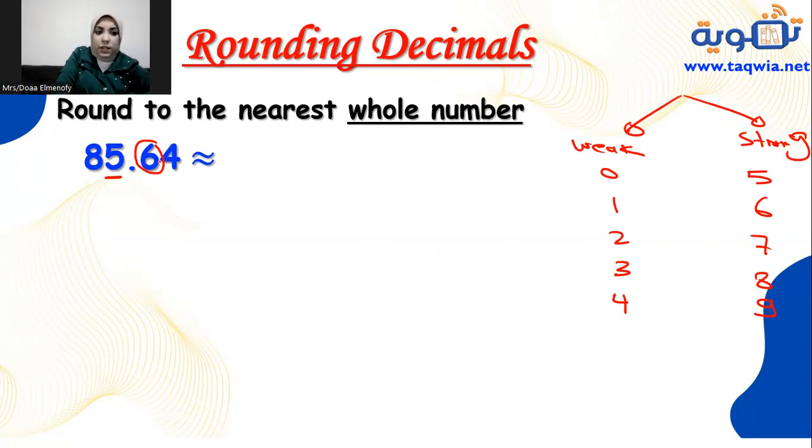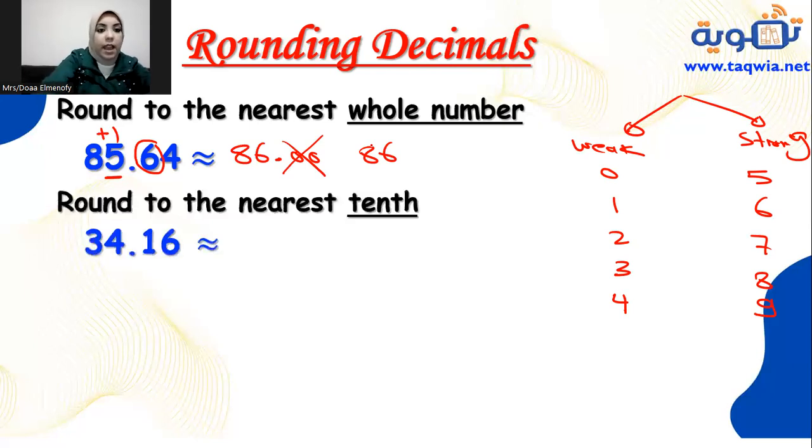So here, let's check. Here we have 6 in the circle, and is 6 weak or strong? Yes, it's strong. So we have to add 1 to 5 to raise it. So here it's going to be 86. What about the digits to the right? You replace them with zeros. But if you have a decimal point and zeros to the right, you don't have to write them. We can cancel them, guys. So we're going to write 86. That's it? Yes.